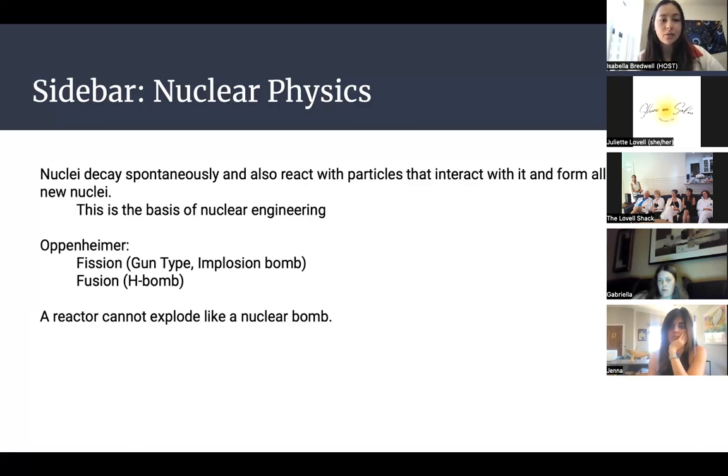Reactor grade materials are at a much lower enrichment. So the material that you're using in a reactor is much less volatile, and it's not going to have a chain reaction. So there's almost no way for a reactor to explode like a nuclear bomb. Also, fun fact, the bomb tests carried out by the US government released radiation to the atmosphere about 10 times worse than Chernobyl, just to put that in perspective.